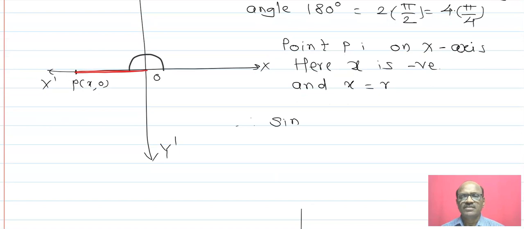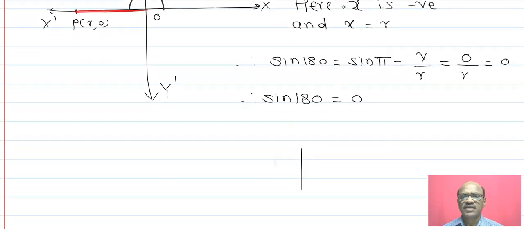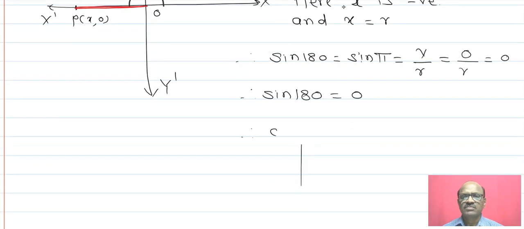Now we'll use the basic definition. Sine of 180, that is sine of pi, is equal to y upon r. Now what is y there? y is 0. Therefore 0 upon r is equal to 0. Therefore sine of pi is equal to 0. Sine of 180, sine of pi is equal to 0.